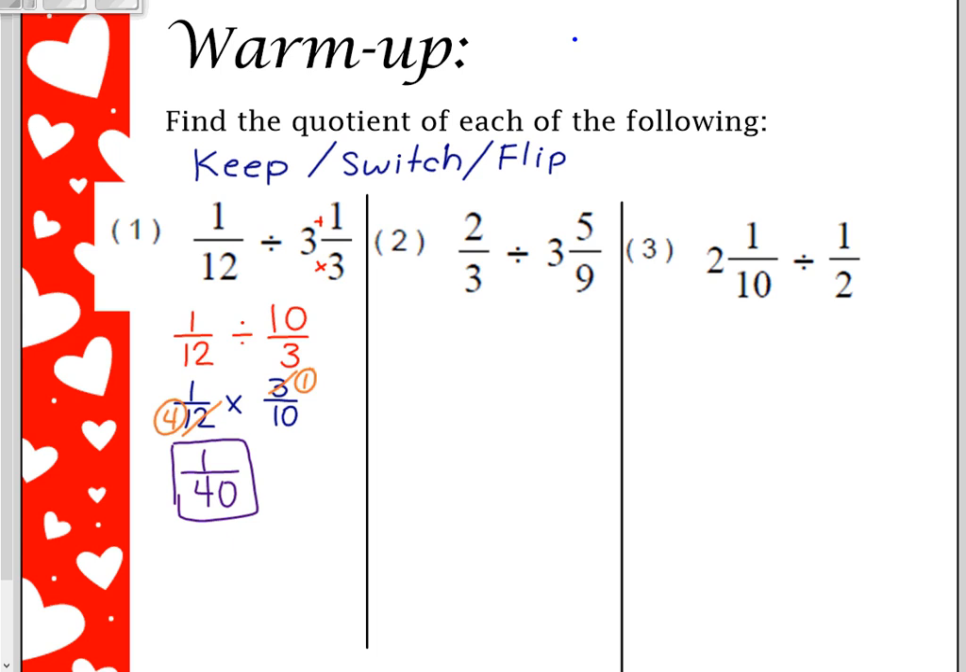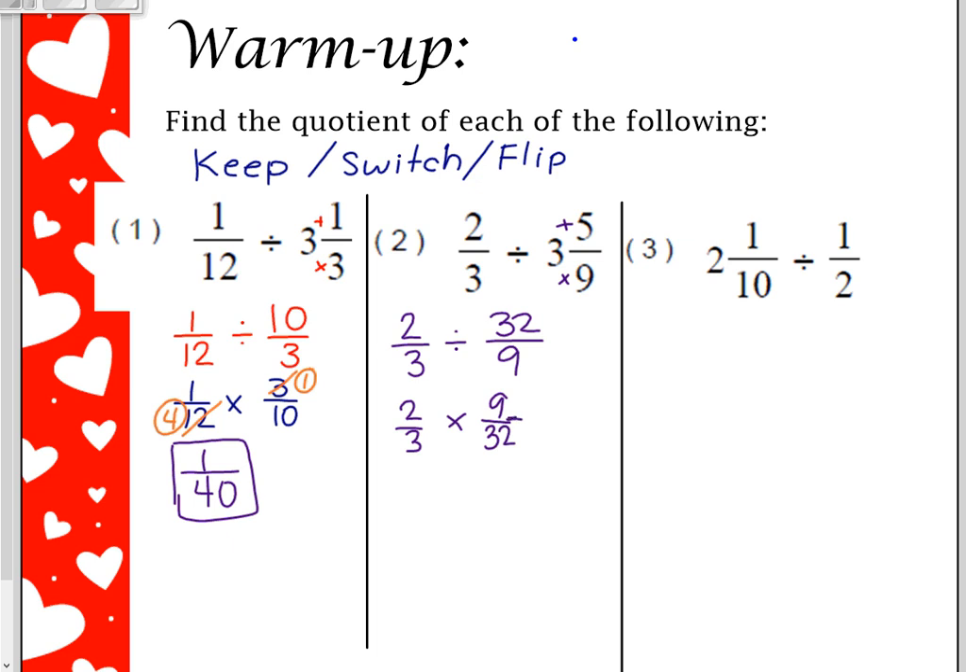All right, let's look at number 2. Again, we have to have proper or improper fractions. So we need to change the second number to an improper fraction, so we're going to multiply 9 and 3, and that's 27. Plus 5 is 32, all over the common denominator, the denominator of 9. We need to keep the first, switch the sign to multiplication, and flip the second.